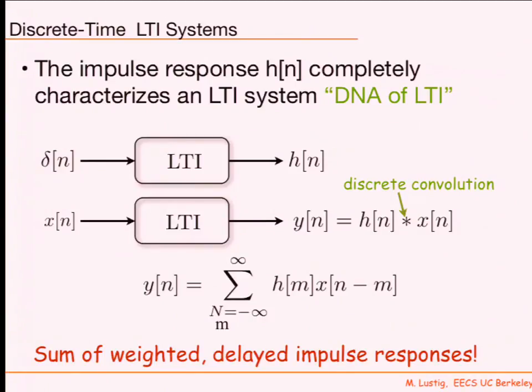Okay, so for an LTI system, you put in an impulse, you get h of n. It is completely characterized by this impulse response, and the result is a discrete convolution of the input and the impulse response. A discrete convolution is really just a weighted sum of delayed impulse responses, delayed and weighted. That is all it is. So this is quite a nice property.